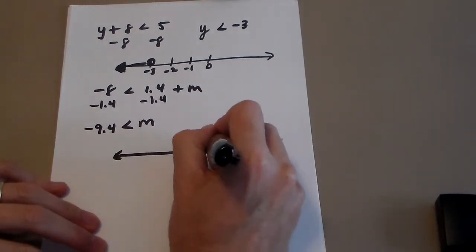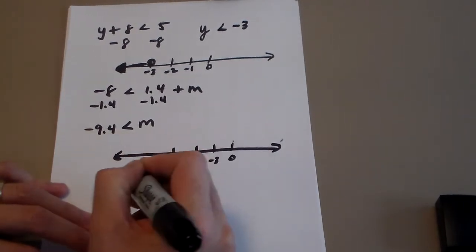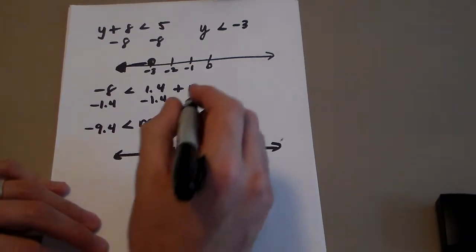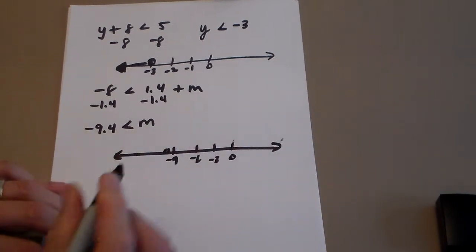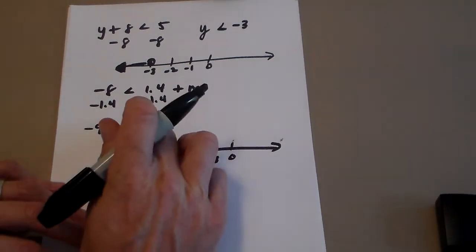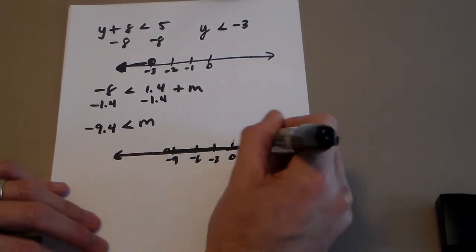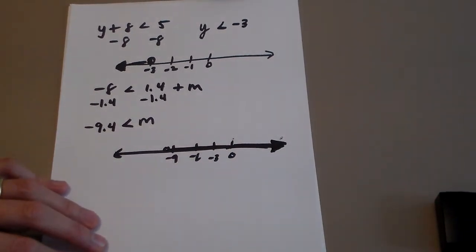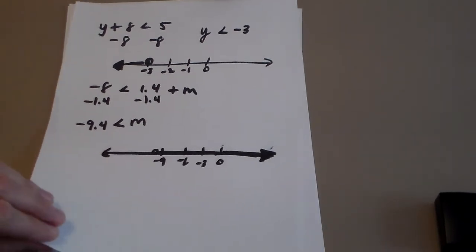So here's 0, here's negative 3, here's negative 6, here's negative 9. So negative 9.4 is a little bit smaller than that. It's going to be an open circle. Another open circle. And I want m to be greater than that because I always read from the variable. So that means I'm going to shade this way. Okay. Hopefully that makes sense. Hopefully we're making some progress with these.